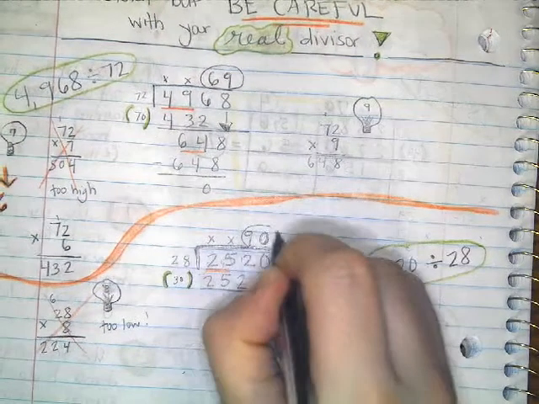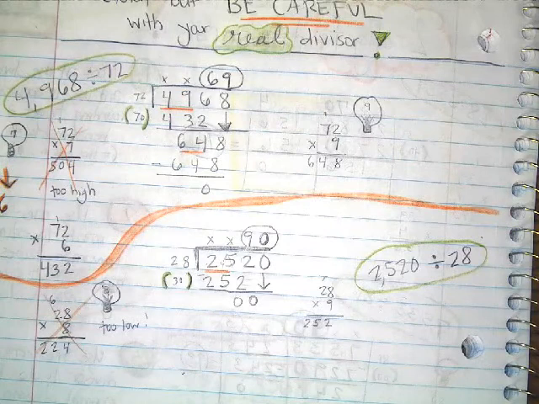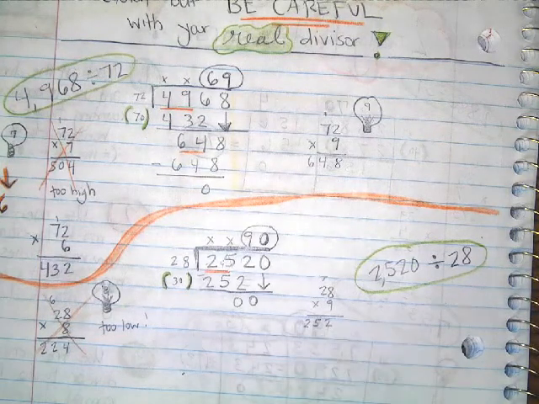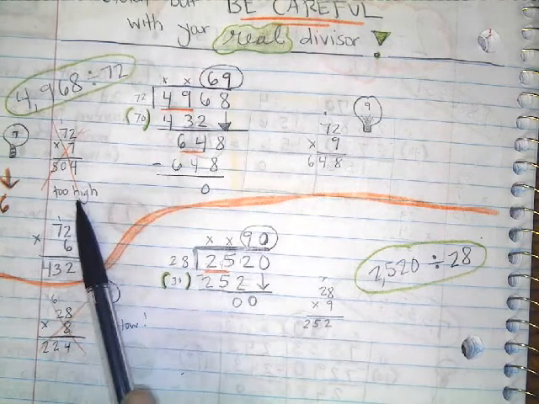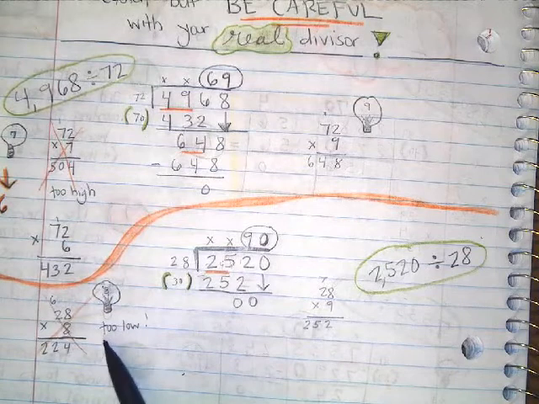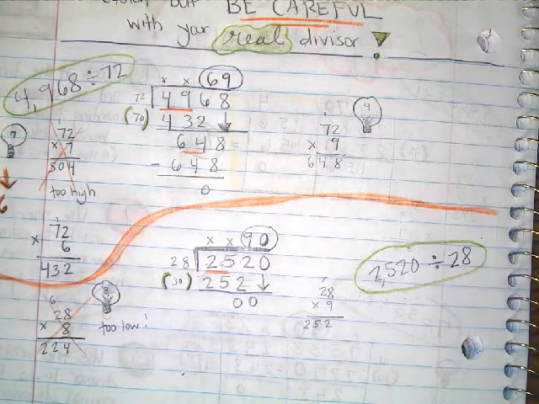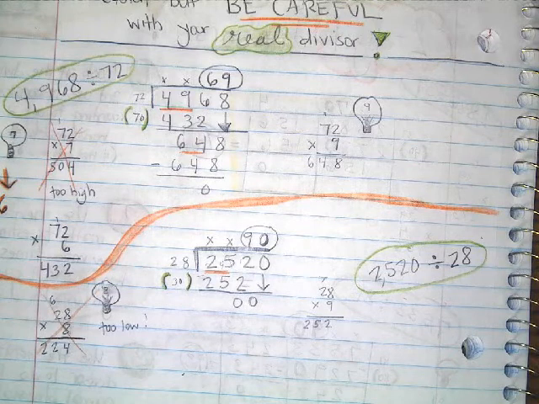0 times, right? And 0 minus 0 is going to be 0, so I'm not going to do that. So the answer is 90. Pretty crazy. So in one situation, we estimated too high. In another situation, we estimated too low.